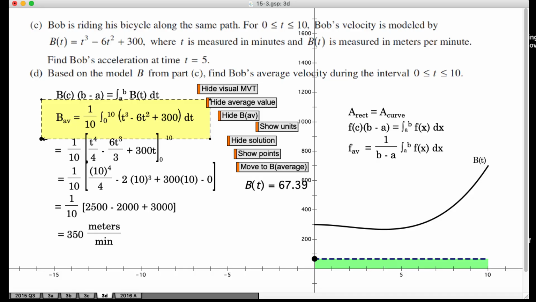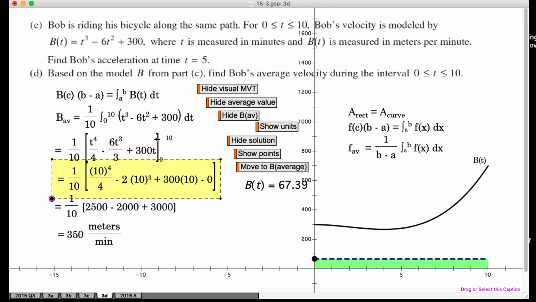So here I am here, right? And I got the integral. So now I have to take the integral, and this is a polynomial, so it's a pretty straightforward integral. So it's 1/10. The integral of t to the third is t to the fourth over 4. The integral of 6t squared is 6t cubed over 3. I like to do this division later. If you try to do two things at once, sometimes you make little mistakes, and there's no need to make little mistakes. And the integral of 300 is 300t, and the limits are still from 0 to 10. Then I got to plug in 10 first, and then plug in 0.